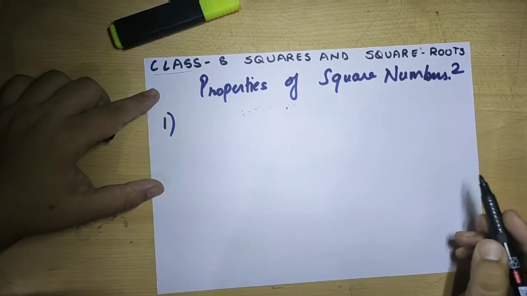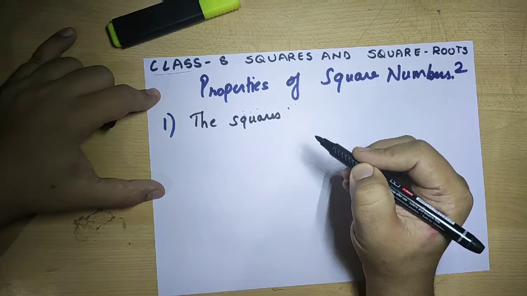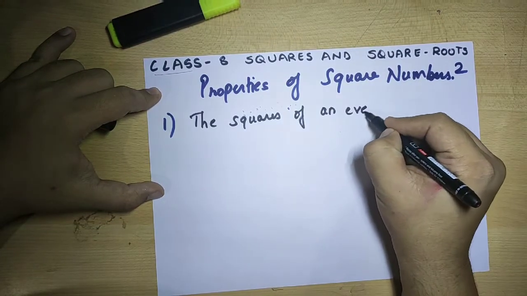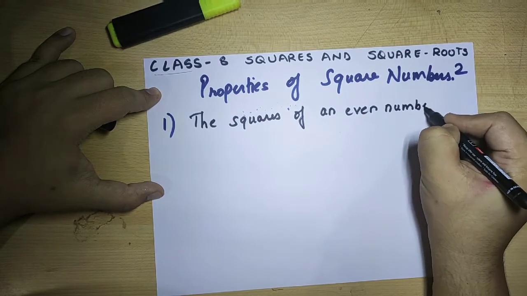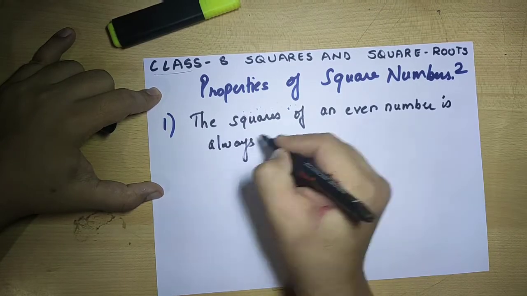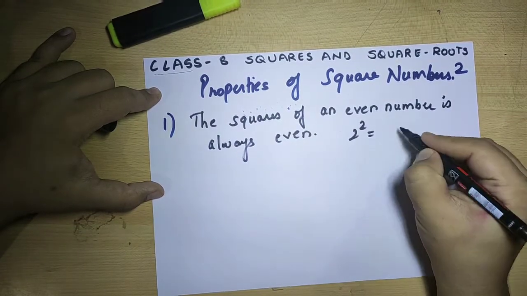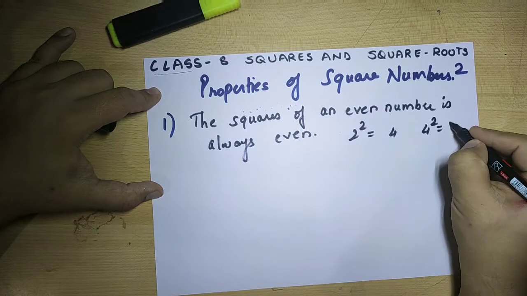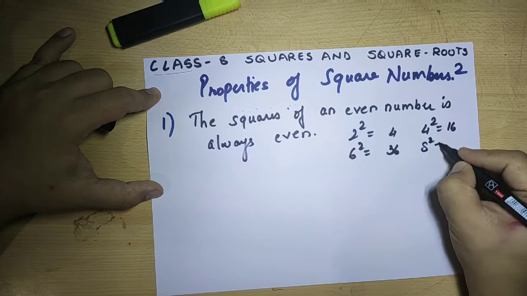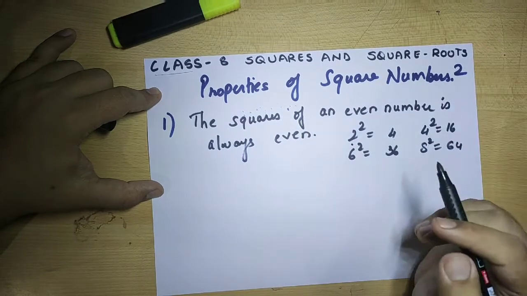So we know that the first property is the squares of an even number is always even. For example, you take 2 square, you get 4, 4 square, you get 16, 6 square, you have 36, 8 square, you have 64. The square of an even number is always even.